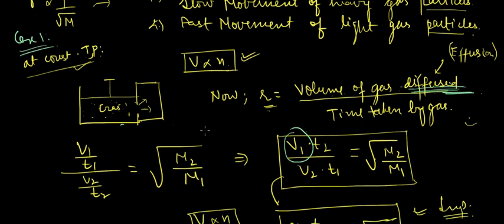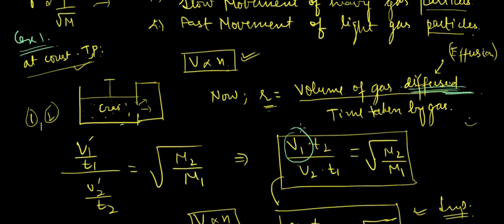Now let's suppose we are comparing the rates of two such gases, gas 1 and gas 2 respectively. So we can write that V1 dash is the volume of gas diffused. I'm putting a V1 dash here so as to not confuse it with the overall volume of the gas, which can be written as V1 in both the containers. Similarly, V2 dash upon T2 for the volume of gas diffused for the second gas, where time taken by the second gas is T2. So this would be equal to root of M2 upon M1.